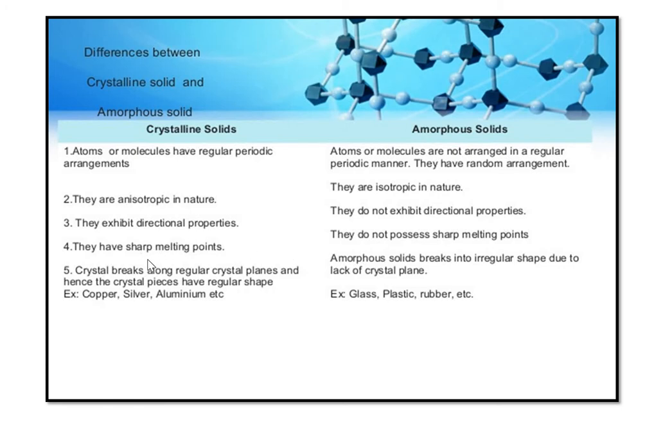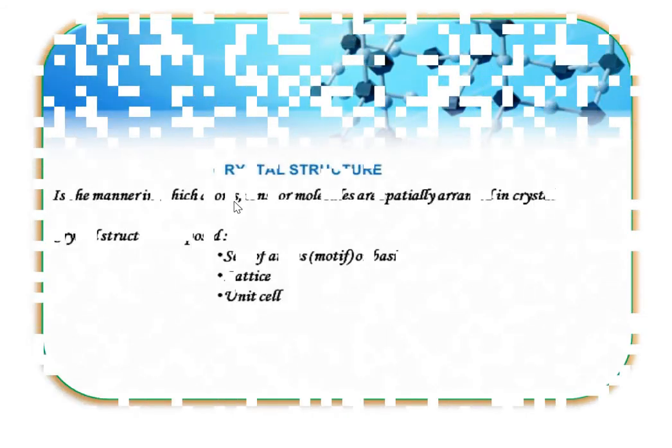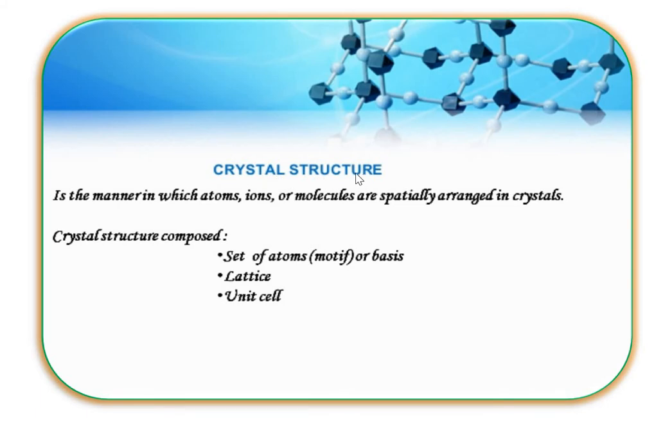Crystalline solids have sharp melting points. On the other hand, amorphous solids do not possess sharp melting points. Here, a crystal breaks along regular crystal planes and hence the crystal pieces have regular shape. For example, copper, silver, aluminum, etc. While amorphous solids break into irregular shapes due to lack of crystal planes, for example, glass, plastic, rubber, etc.